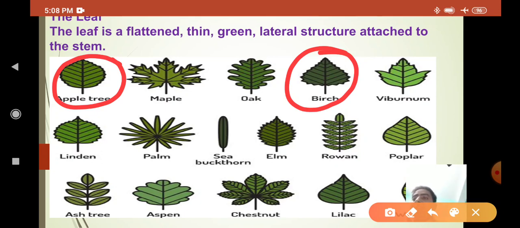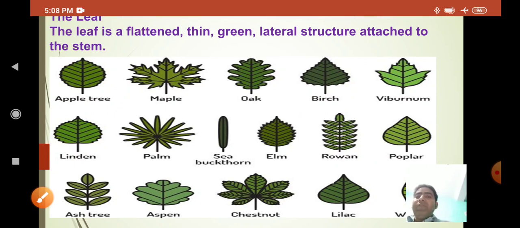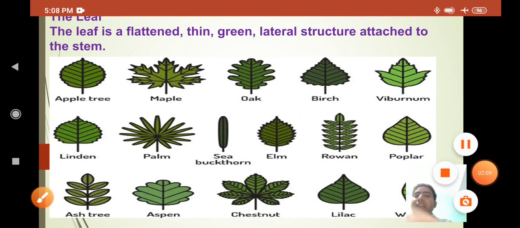Here you can see the apple leaf, birch leaf, linden leaf, poplar leaf. All these leaves are simple leaves.